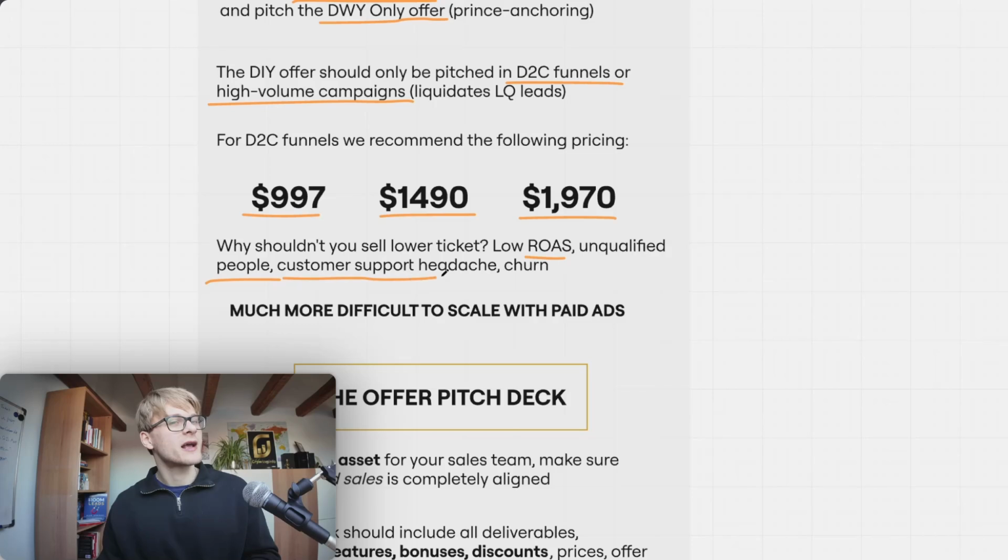Okay. And you will get a customer support headache and churn. Low ticket offers is one of the worst things that you can sell if it's not a low ticket to high ticket ascension, and nearly impossible to scale with paid ads. So always choose high prices, okay?